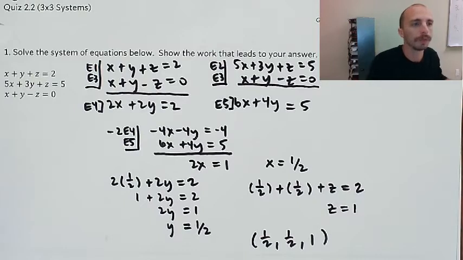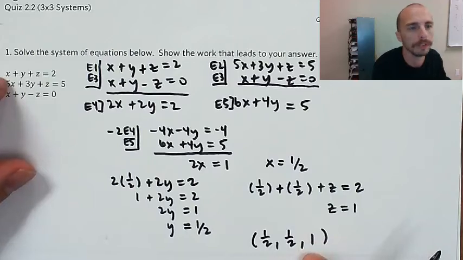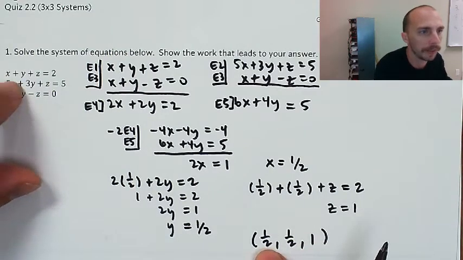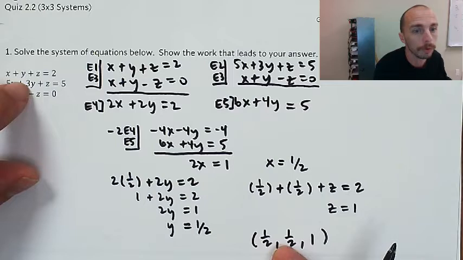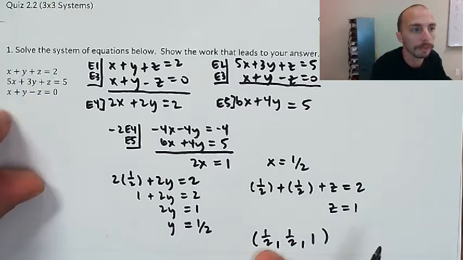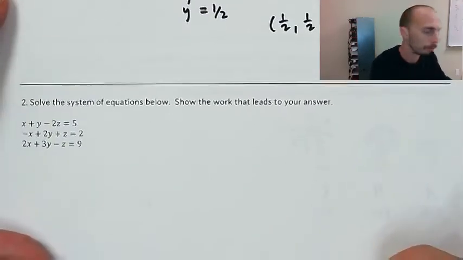If we needed to check this, I probably wouldn't need to check it on x plus y plus z equals 2, because that was how I figured out the third one, so it's going to look right even if I'm wrong. I should check it against this one. So 5x is 5/2, 2.5, plus 3/2 is 1.5, so I'm at a total of 4, plus 1 is equal to 5. That's good. 1/2 plus 1/2 is 1, minus 1 is equal to 0. Good. I'm confident in my solution.